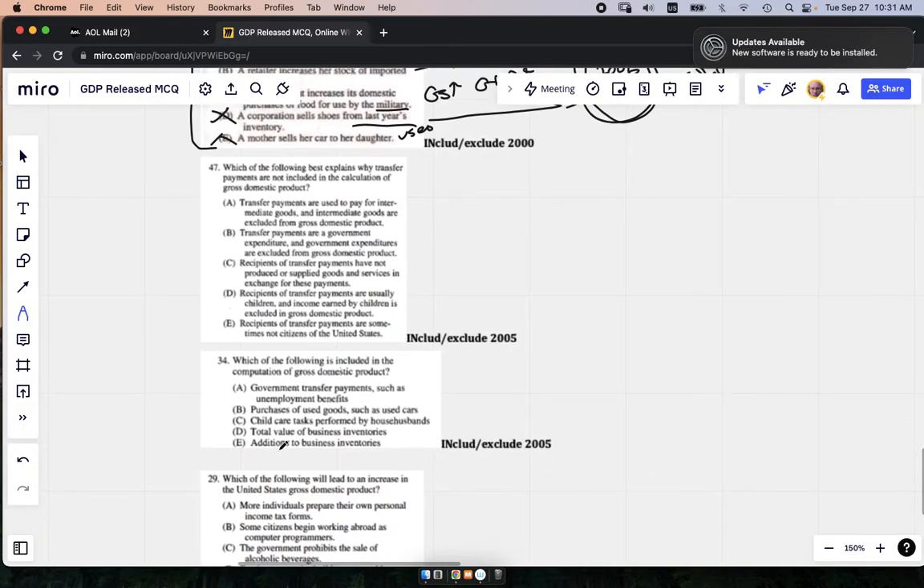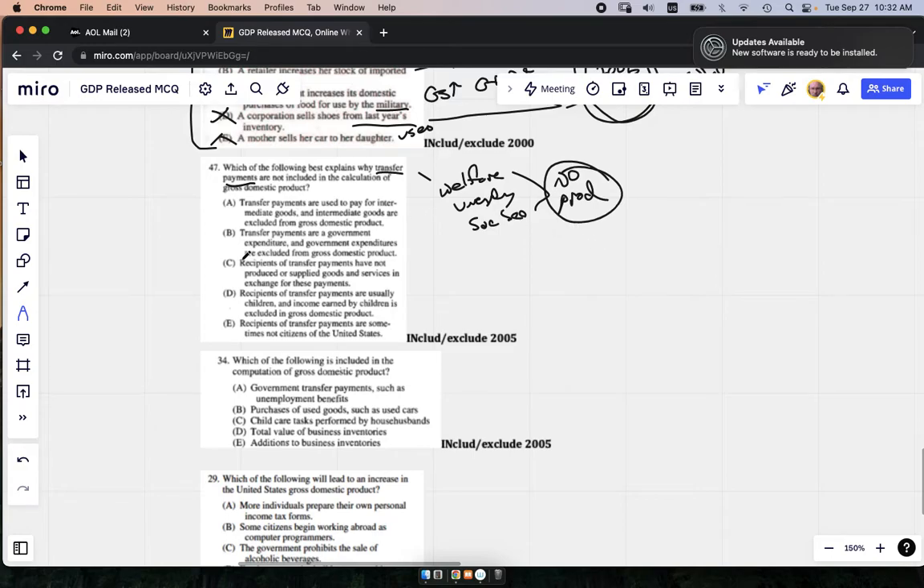47. Which of the following best explains why transfer payments are not included in the calculation of GDP? Again, transfer payments, you just need to have it in your head. Welfare benefits, unemployment, Social Security. No production. There's nothing produced when that happens. So stop it. Read. Choose your answer.